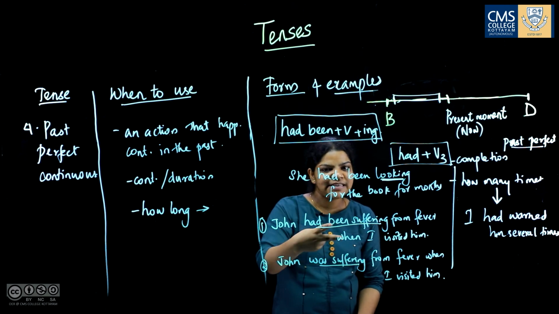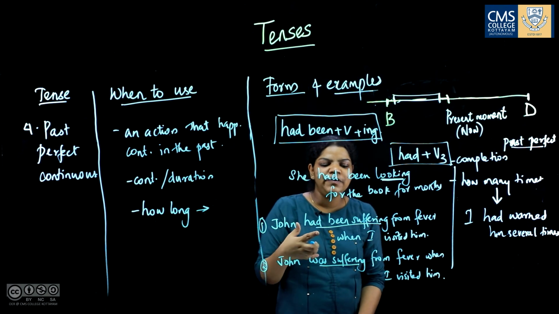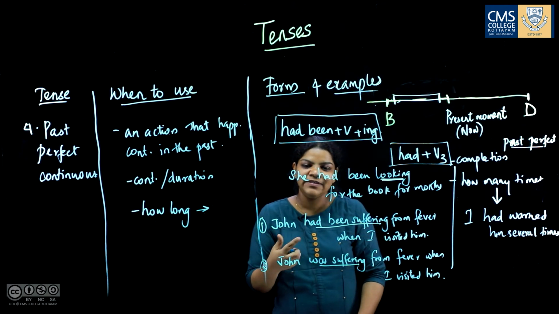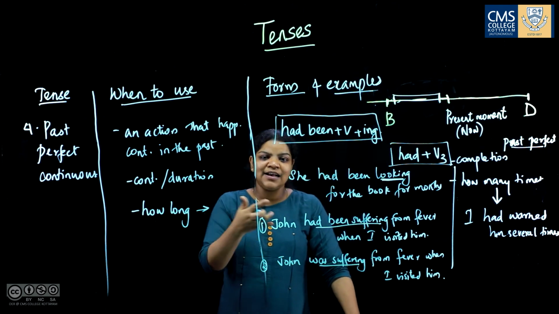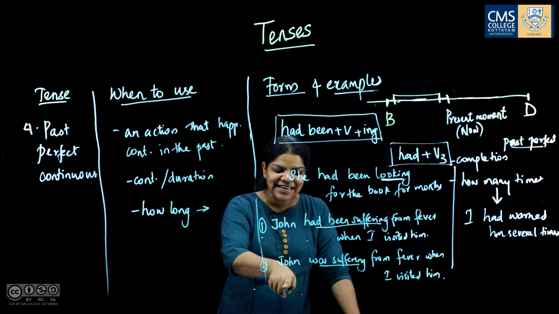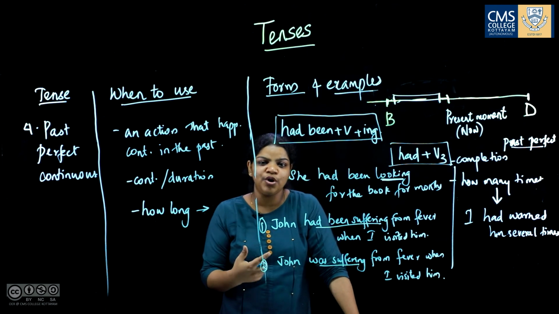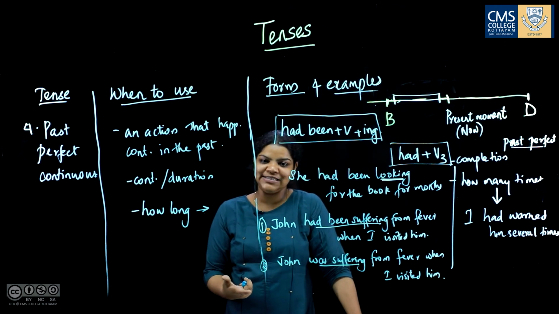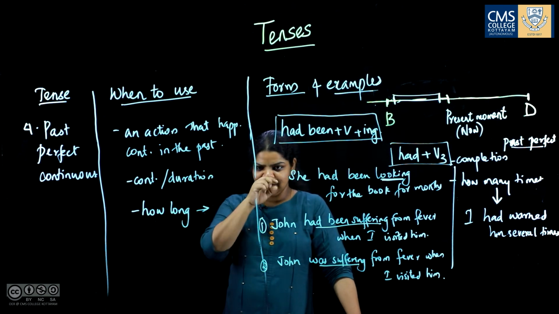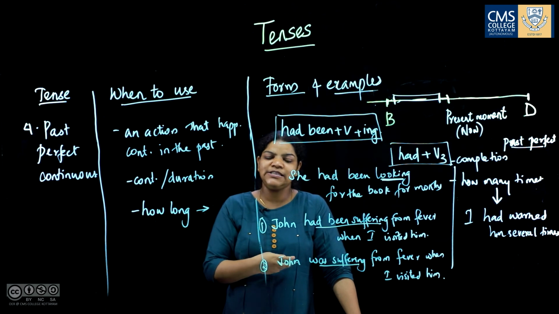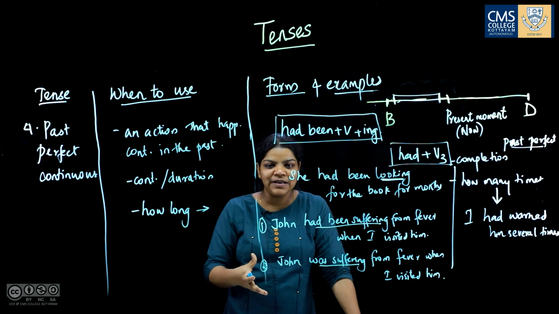Now, what is the difference in meaning between these two sentences? John had been suffering from fever when I visited him. It means that when I visited him, he was no longer suffering from fever. His fever had completely cured. But in the second sentence, John was suffering from fever when I visited him. It means that John had fever when I went to meet him. So remember, in all these tenses, it helps us to locate the action. It helps us to understand the nuances of meaning if they are properly used.